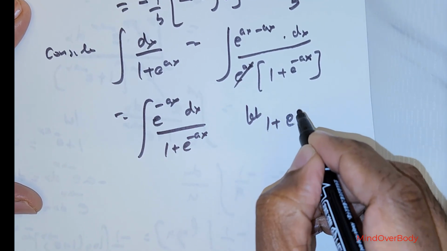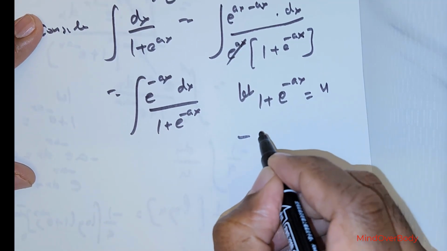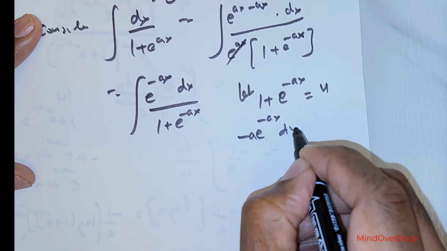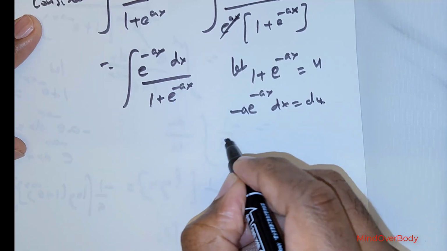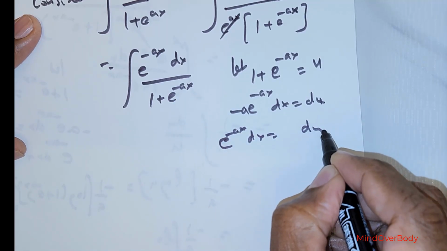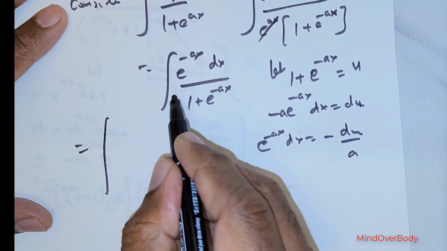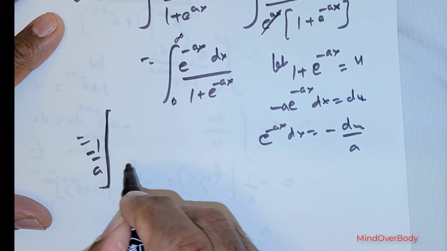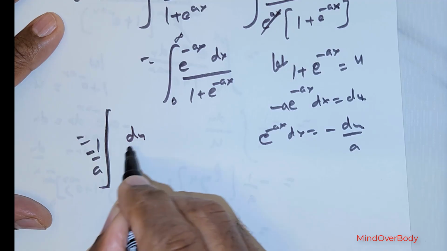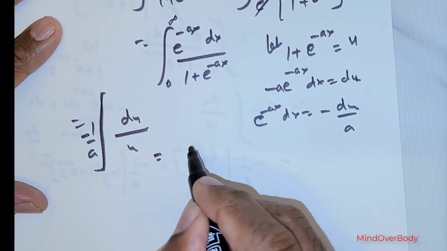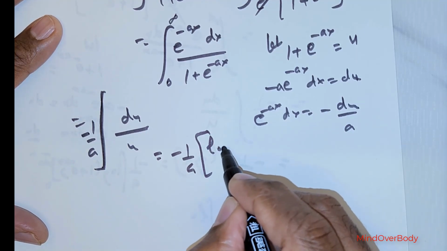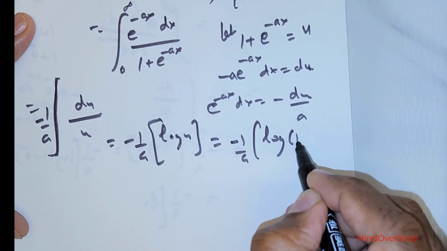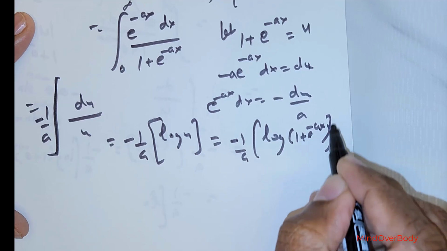So let 1 plus e raised to the power of negative ax be equal to some u. This is going to give me negative a times e raised to the power of negative ax times dx is equal to du. I got only e raised to the power of negative ax times dx, so it's going to be du over a with a negative sign. I don't want to handle the limits as of now, so it's going to be integral negative 1 over a, du over u. So this is going to be negative 1 over a log of u, which is nothing but negative 1 over a log of 1 plus e raised to the power of negative ax, 0 to infinity.